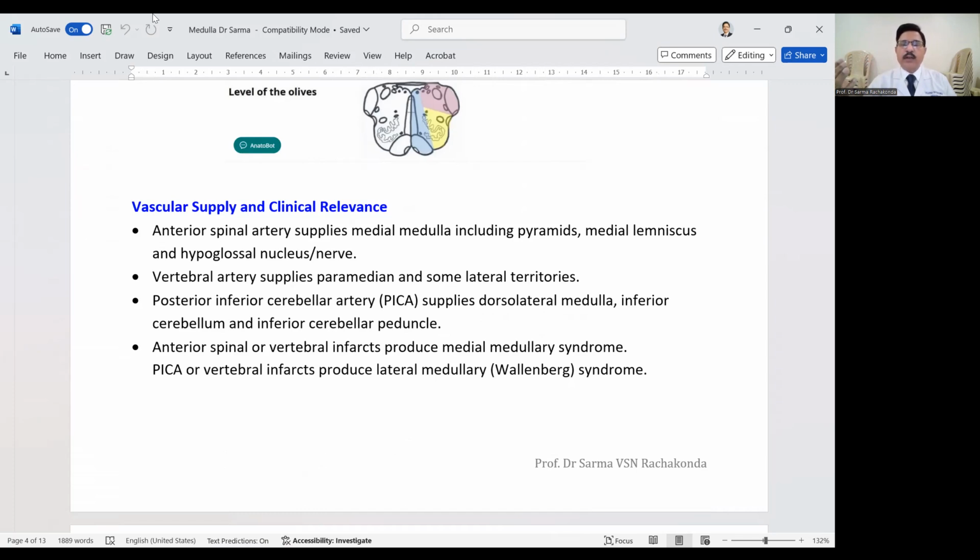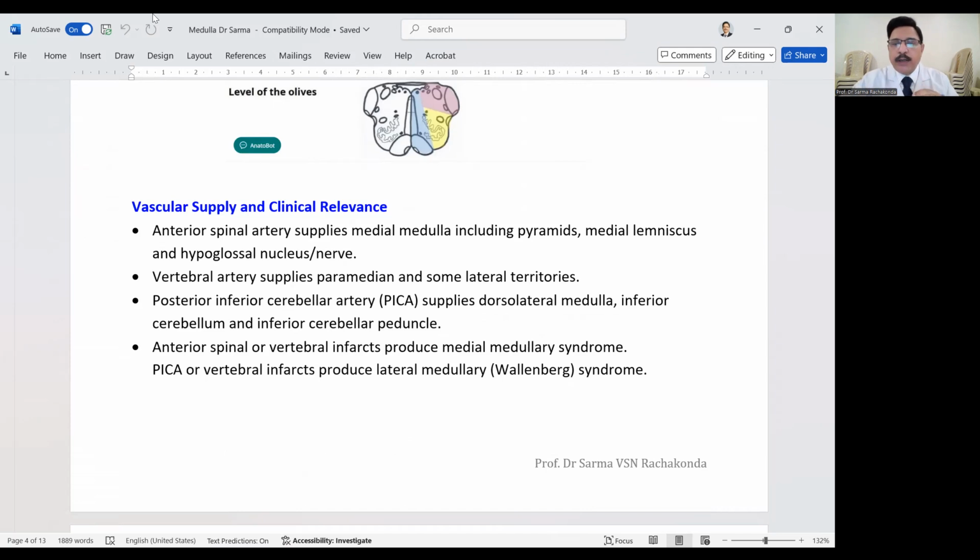Dorsolateral medulla contains what? Spinothalamic tract, trigeminal nucleus, and also the fasciculus gracilis and cuneatus. Anterior spinal artery or vertebral artery, in fact, produce medial medullary syndrome. Posterior inferior cerebellar artery produces lateral medullary syndrome. Definitely, you will have to learn these two things. Medial medullary syndrome: anterior spinal artery or vertebral artery infarct. Wallenberg syndrome: posterior inferior cerebellar artery or vertebral infarct.